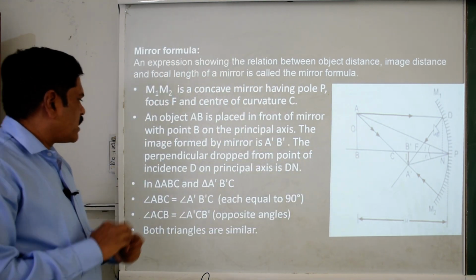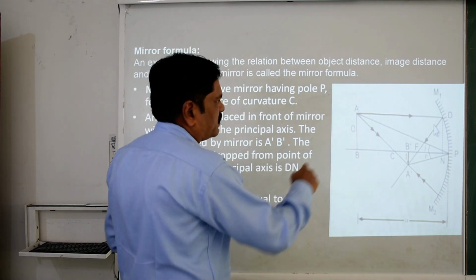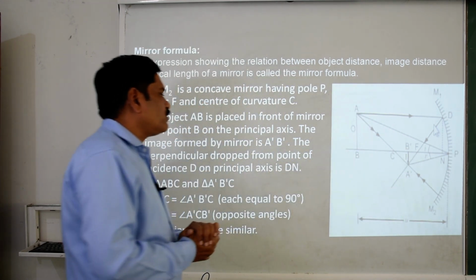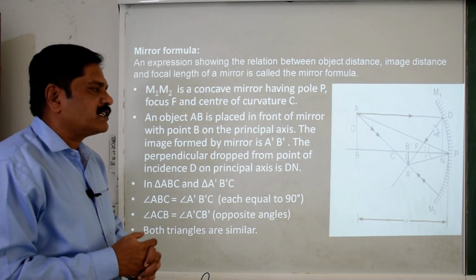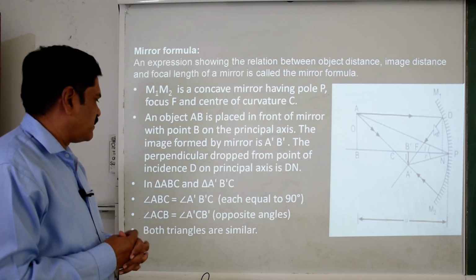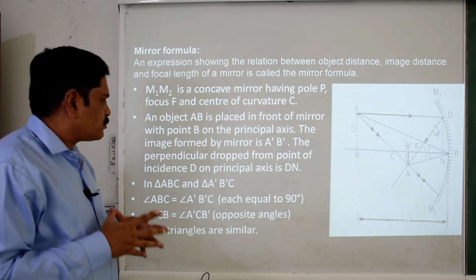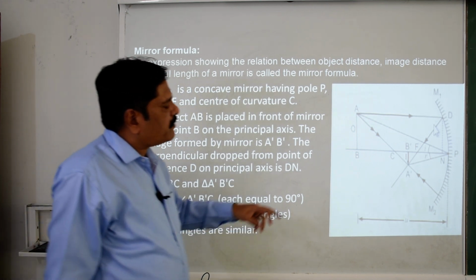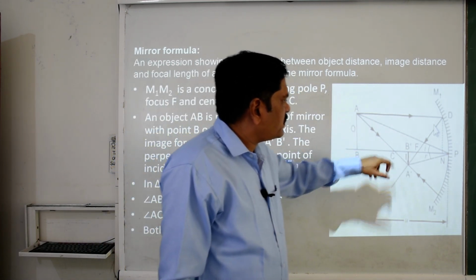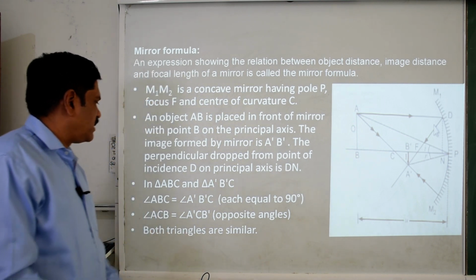Now, here we are considering triangle ABC. Just see that this ABC and A dash, B dash, C dash, both are which angles? Right angles. Okay, and both these triangles are similar. So these two triangles are similar, and that's why here you get why it is similar, because ABC and A dash, B dash, C dash, these triangles are equal in nature.